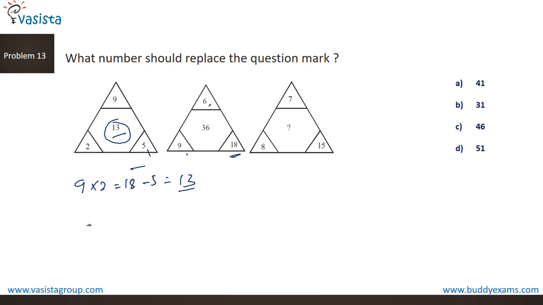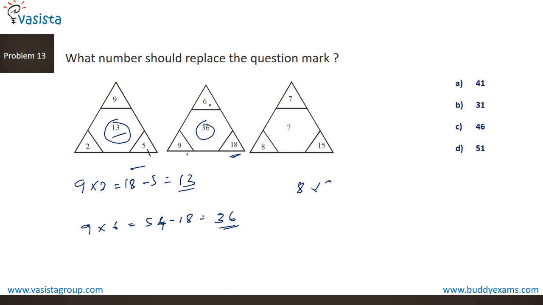So 9 into 6, that is going to be 56 minus 18, 56, 9 6s are 54, not 56, right? 54 minus 18 will get 36, right? The same procedure we will adopt now.